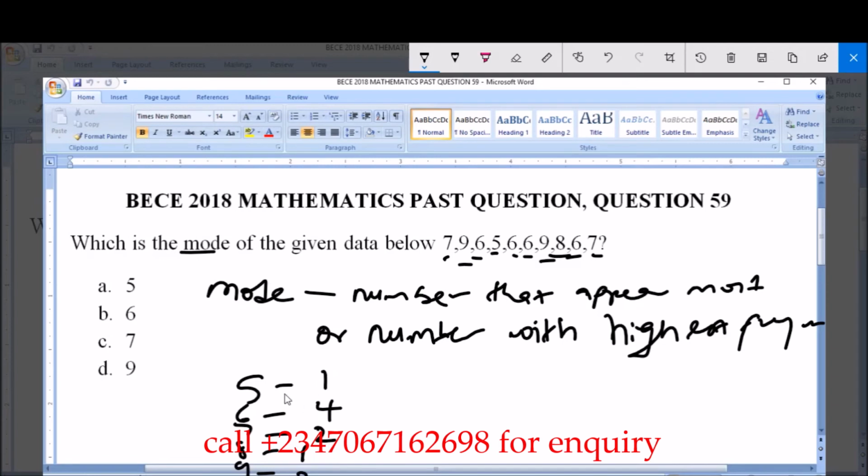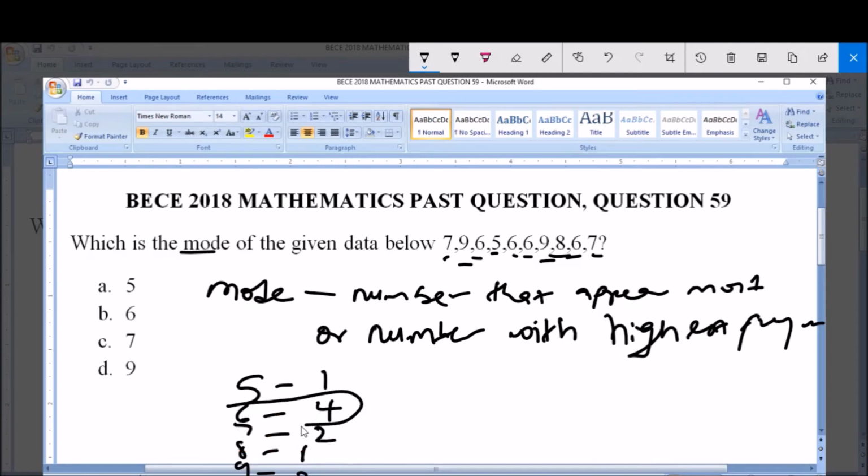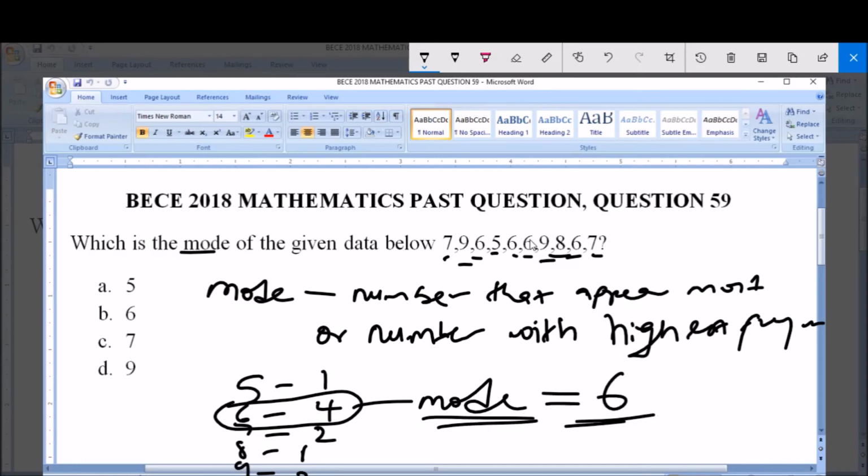Now if you look at these figures here, you can see that 6 is the number that appeared most, with 4 appearances. So therefore we say 6 is the mode of this given data. The mode is equal to 6, that is 6 is the number with the most appearances, with the highest frequency. So option B is the correct answer, 6.